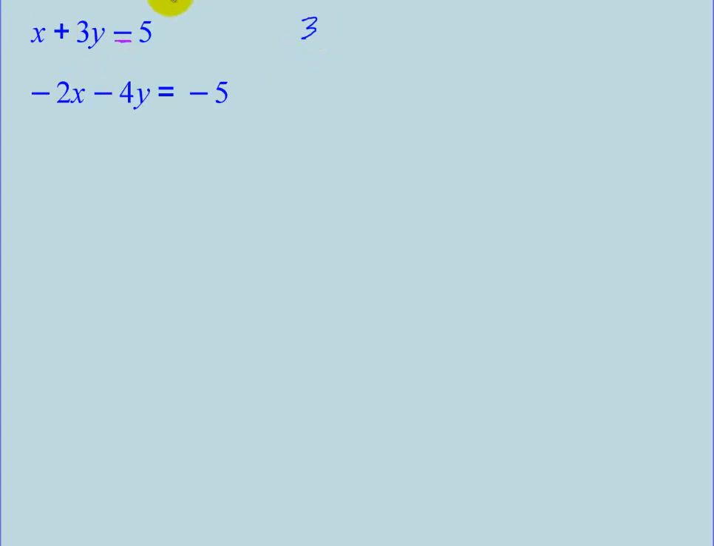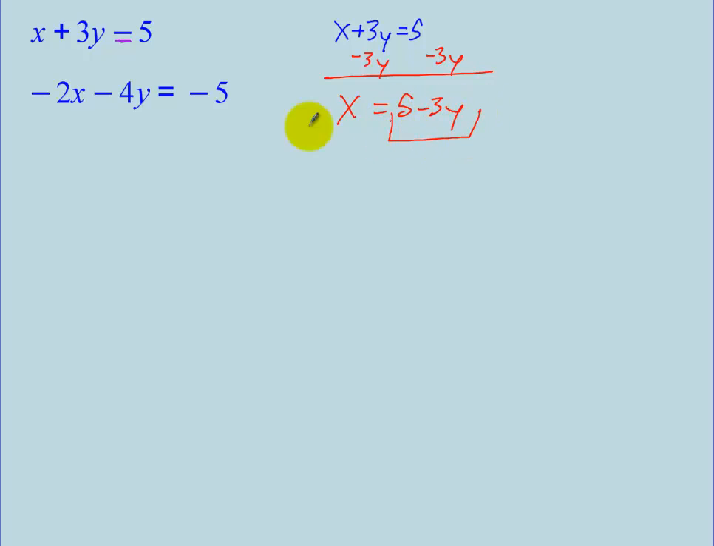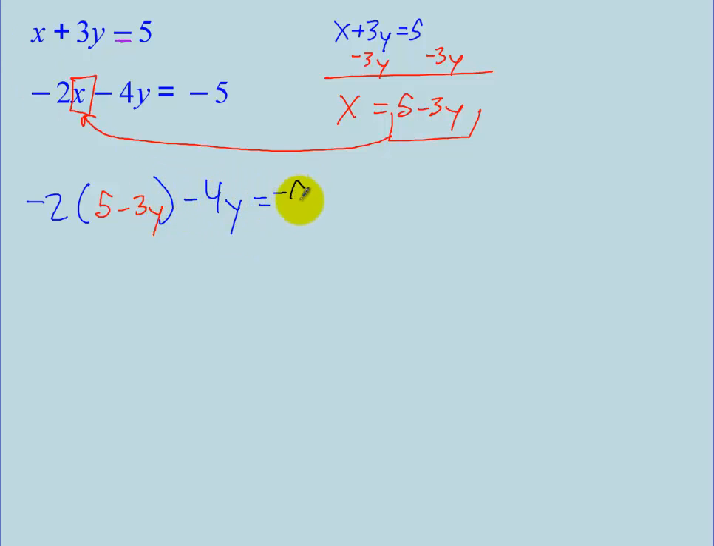Let's actually do the work over here. So x plus 3y equals 5, and I want to move that 3y out of there. So I subtract 3y on both sides, and then I get a new equation, x equals 5 minus 3y. I'm going to substitute this 5 minus 3y in for the x of the second equation. So my new second equation when I substitute is negative 2 times the quantity 5 minus 3y, minus 4y equals negative 5.